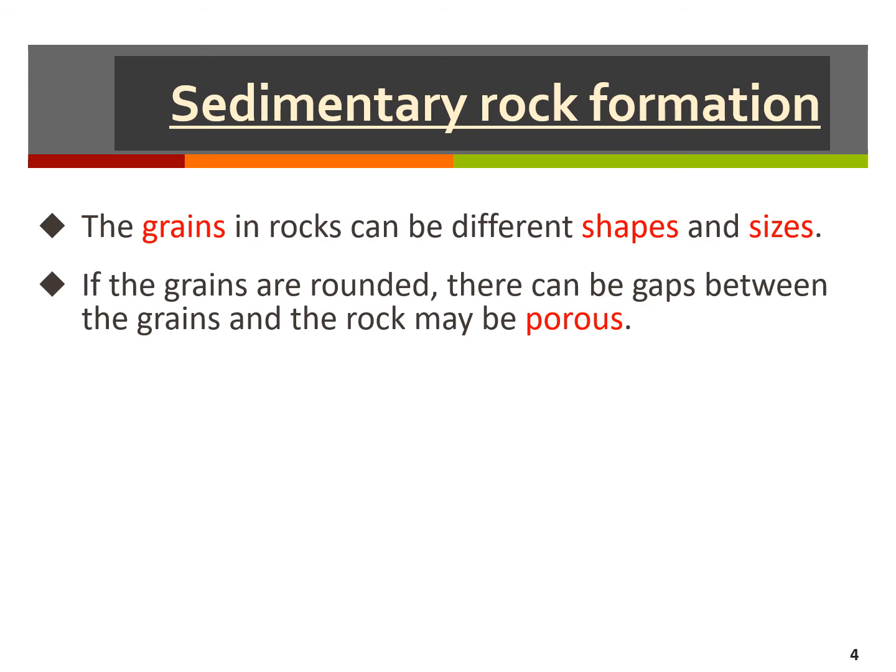The grains in the rock can be different depending on the shape and size. If the grains are round and they have gaps between them, then the rocks are called porous. Porous rocks are rocks that allow water to go through. Non-porous rocks are rocks that do not allow water to go through.